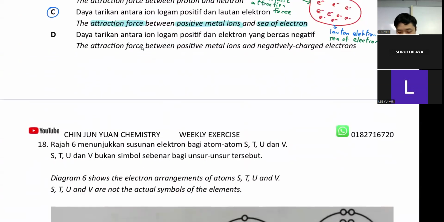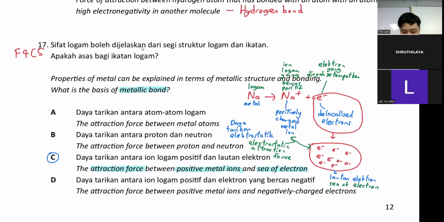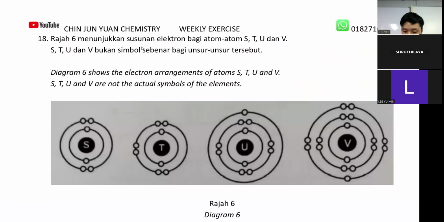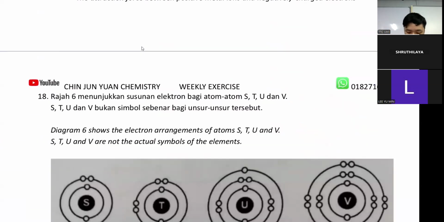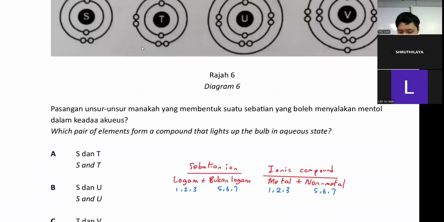Question 18, STUV. This is also Form 4, Chapter 5. Note the actual symbol. Which pair of elements forms a compound that lights up the bulb in aqueous state? Very simple. What do we mean by light up the bulb? Kita menyalakan mentol dalam keadaan aqueous.